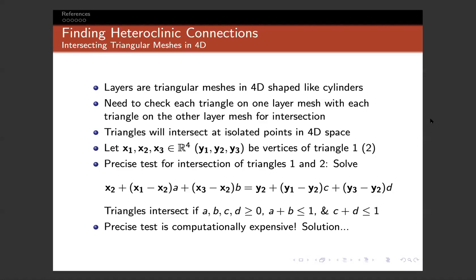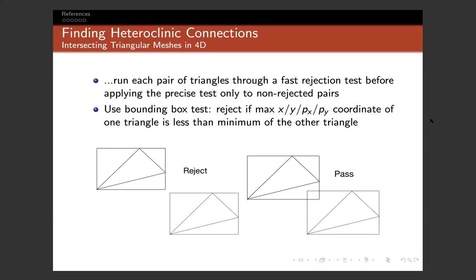then you can test for intersection precisely using this basic linear equation. You solve for the variables a, b, c, d, and then the triangles will intersect if a, b, c, d are all non-negative, and a plus b is less than or equal to 1, and c plus d is less than or equal to 1. So it's a simple test, but it's not simple enough to be efficient when doing it on the computer. It's still computationally expensive due to the solution of a linear equation. So to solve this, we first pass all of these triangles through a fast rejection test, and then we only apply the precise test to the pairs which are not rejected. So a basic test for this is schematically represented here, where you basically are making a box.